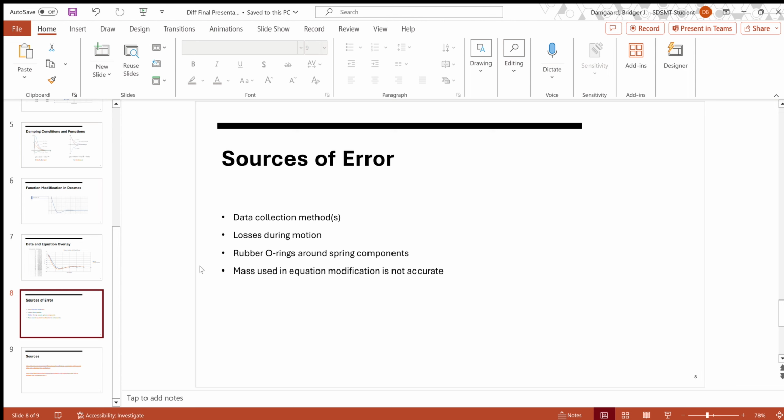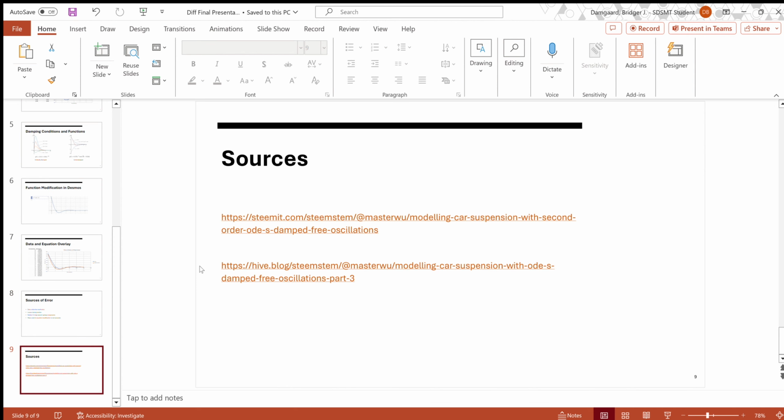And then the mass used in the equation modification process was not entirely accurate because I was using the exact wheel mass added with estimates on the wheel centers and suspension components for the unsprung mass. So that won't be 100% accurate. And then some sources. This is where I found those helpful equations for modeling car suspension setups and then modified from there.